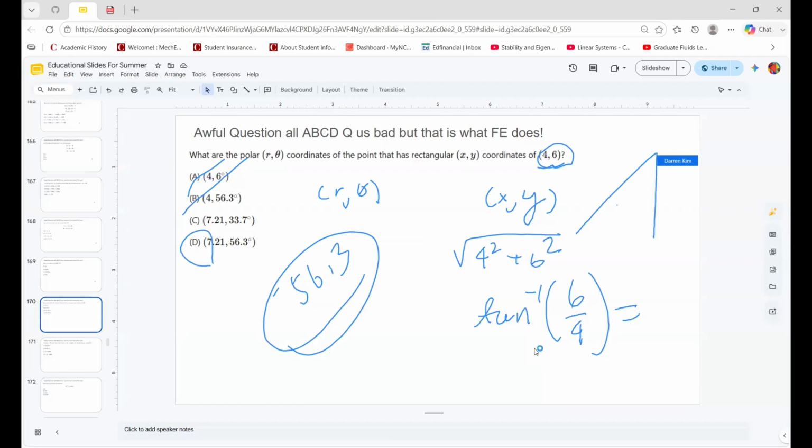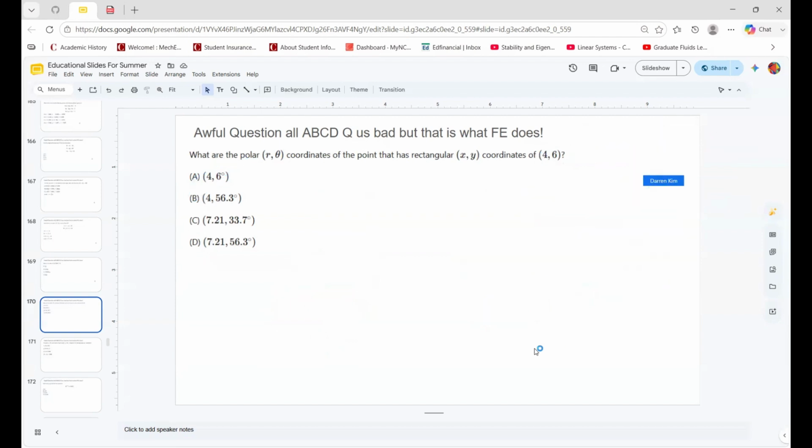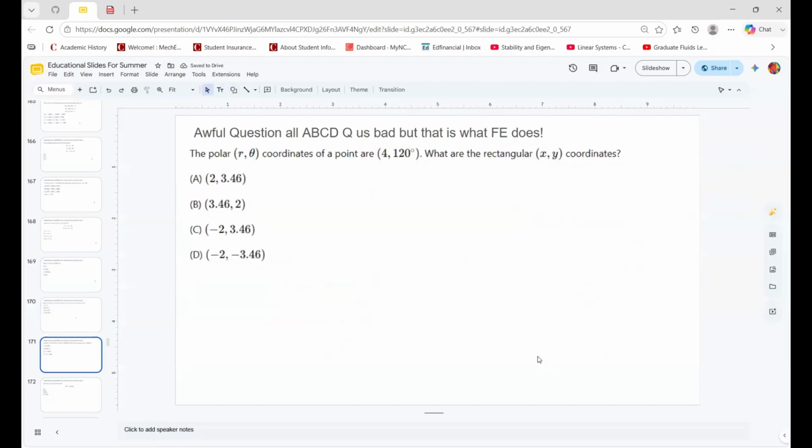What I mean by that is think about it. This is 6 on the y, 4 on the x. This is the angle over here. I tend to believe that it's going to be higher than 4, 4, because this is not 4, 4. So 56 sounds right to me. Therefore, I think D is what I could have guessed already and not have done the math. But yeah, good to do the math.